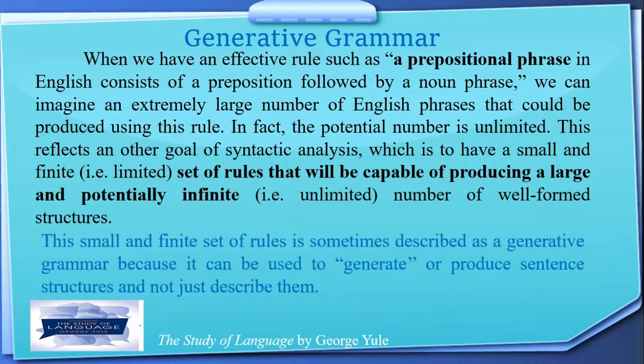This small and finite set of rules is sometimes described as a generative grammar. So in a very short way, we could explain: when we talk about all these finite sets of rules of language, we are talking about exactly generative grammar, because it can be used to generate or produce sentence structures and not just describe them. So when we talk about making a language, we are actually talking about how to generate or produce sentences in a language, not only describing them.